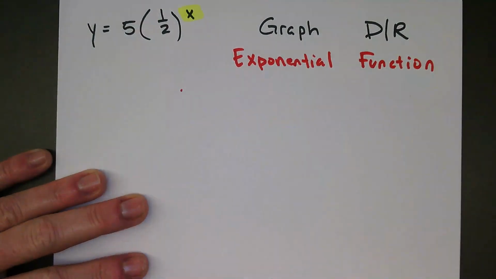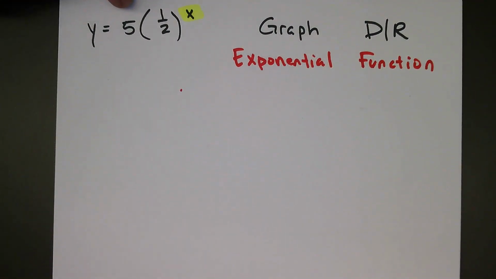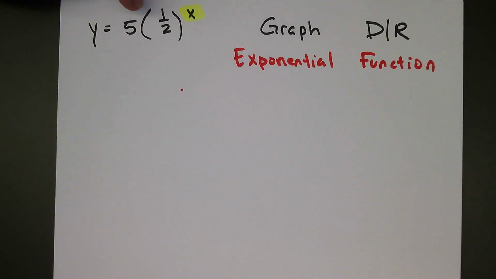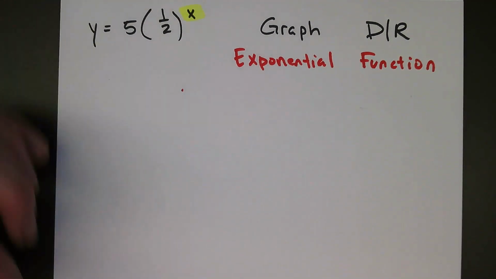And right now, this is an exponential function that just has a starting value here at 5 and a multiplier of 1/2. So we're repeatedly multiplying by 1/2. We begin with the number 5. So it's 5, and then it's times x values of 1/2.